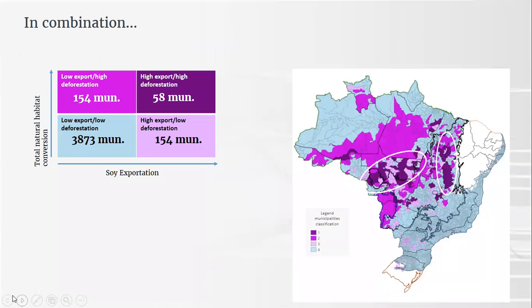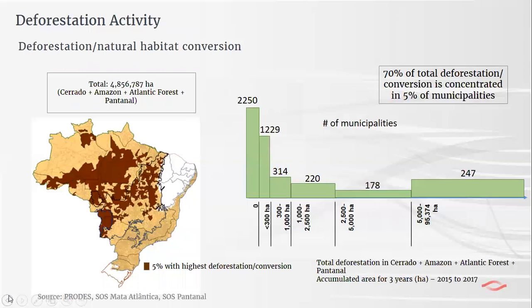70% of total deforestation is concentrated in that top 5% of municipalities. So again, a relatively small number of municipalities captures most of the deforestation occurring in Brazil.